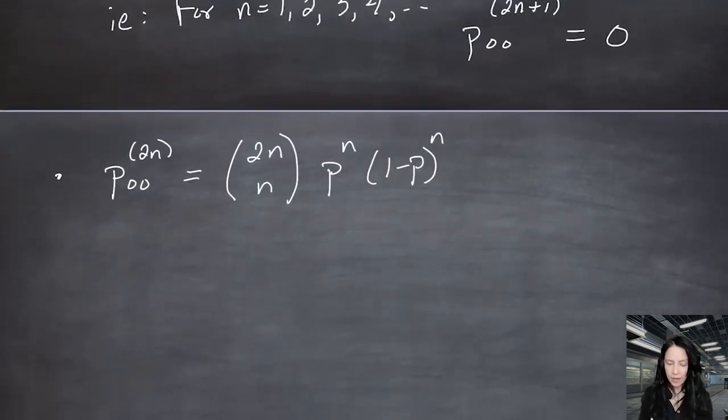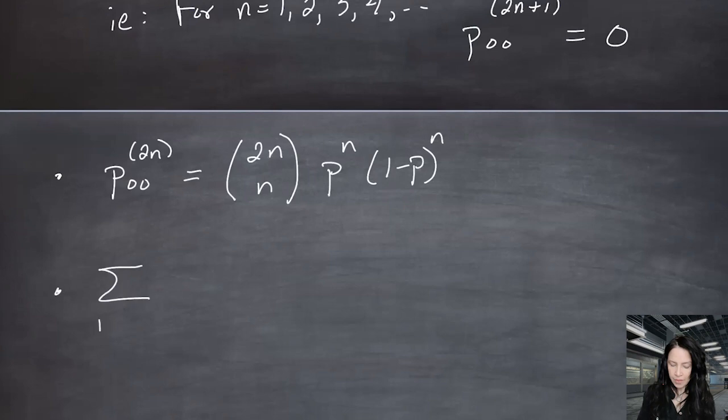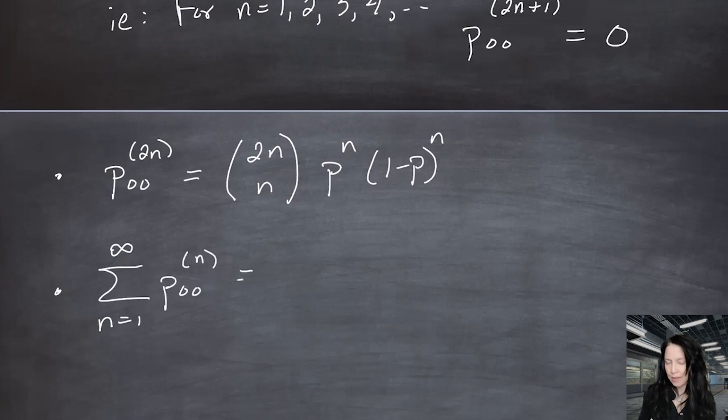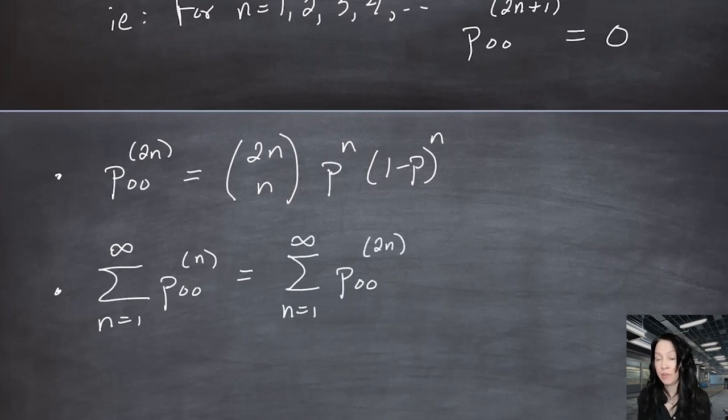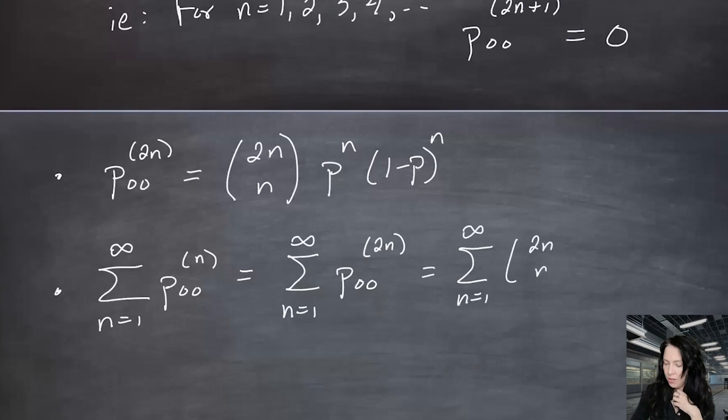But I think we're kind of ready to consider the sum. If we look at the sum as n goes from 1 to infinity of p 0, 0 super n, that runs over even and odd numbers and a whole bunch of them are zero. Every other one of them is zero. But that means this is the same as the sum as n goes from 1 to infinity of p 0, 0 2n, because that will just pick up the even ones. So I've dropped the odd indices. And now I have an expression for that. This is the sum as n goes from 1 to infinity of 2n choose n, p to the n, 1 minus p to the n.